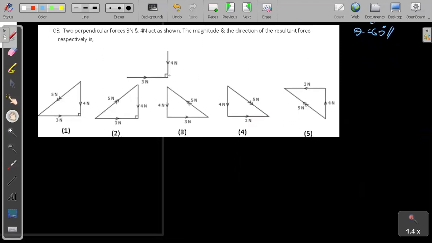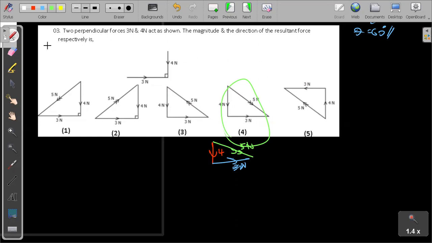Two perpendicular forces, 4 Newton and 3 Newton, as shown. Find the magnitude and direction of the resultant force, respectively. One is 4 Newton, the other one is 3 Newton. So the resultant will be written here. It should definitely be 5 because it belongs to Pythagorean triplets.